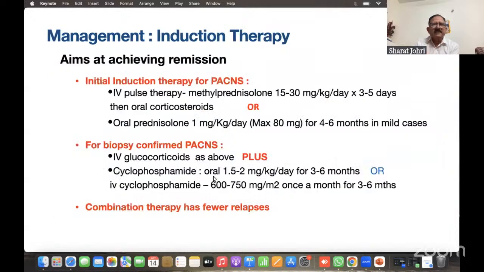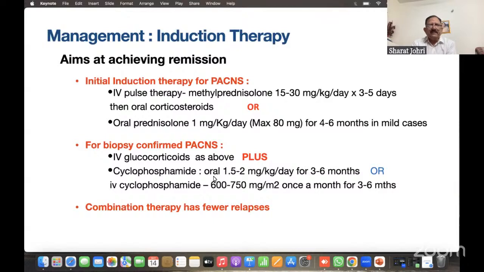In induction therapy, we aim at achieving remission or arresting the disease. The initial induction therapy is given by IV pulse therapy. If the disease is severe, we give IV methylprednisolone 15 to 30 milligram per kg per day for 3 to 5 days, followed by oral steroids. But if the disease is mild, we can give oral steroid 1 milligram per kg per day, maximum 80 milligram, for 4 to 6 months.